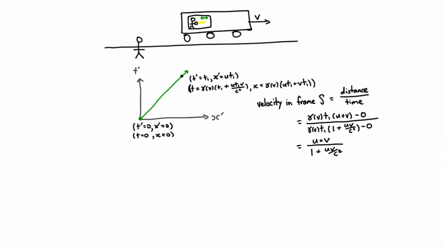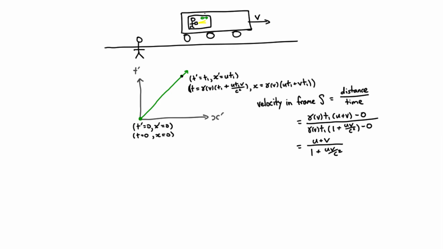Now, does it have the right units? Yes, that's velocity. This is dimensionless, so the bottom is dimensionless. So it's got the right units. It's got the right Galilean limit. So as u and v are much smaller than c, this denominator is roughly 1, and so it's just the addition of velocities. And that's exactly what we'd expect.